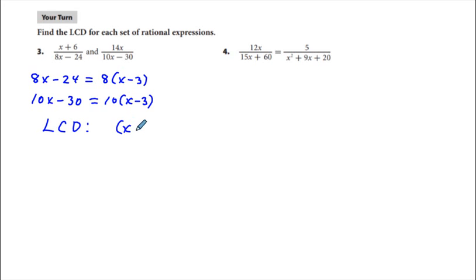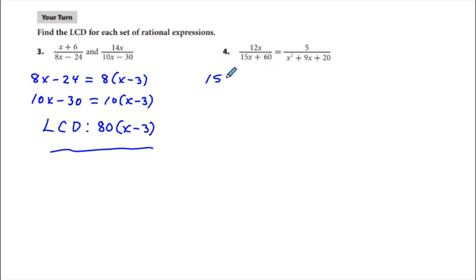So x minus 3 is definitely part of it. And also between 8 and 10, 8 is not included within the 10, so we have to multiply 8 by 10 to get 80. So 80 times quantity x minus 3 is our least common denominator for problem 3. Now next, problem 4, I invite the viewer to find the least common denominator, and you can go ahead and pause the video here and play ahead to see if you got it right.